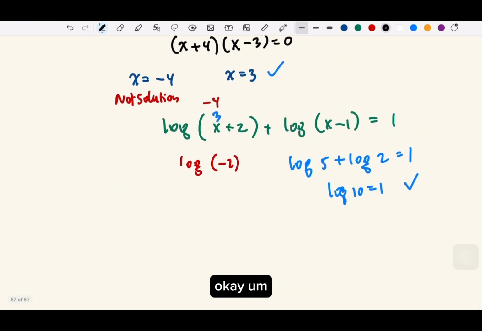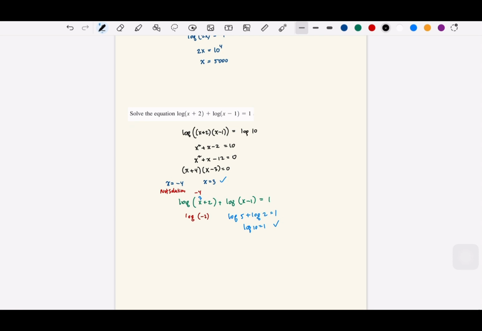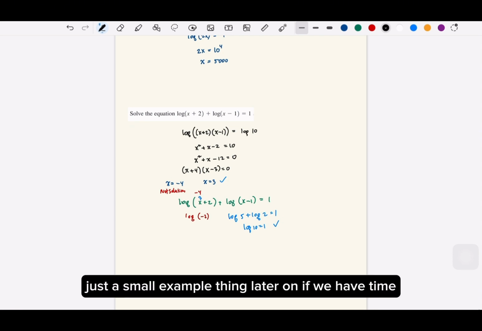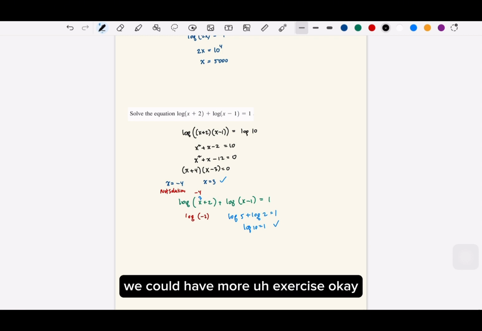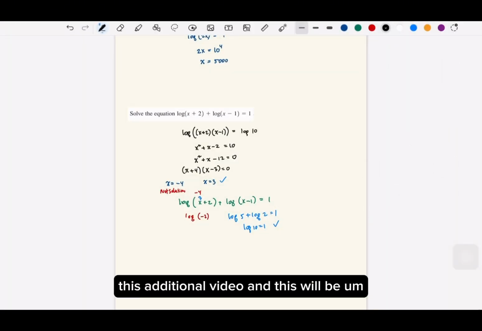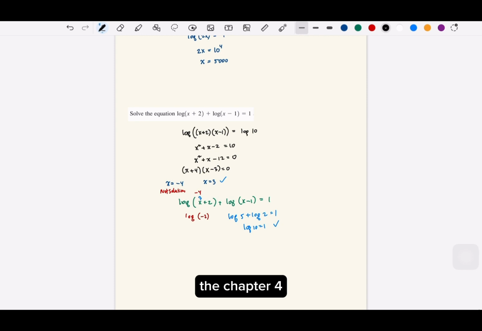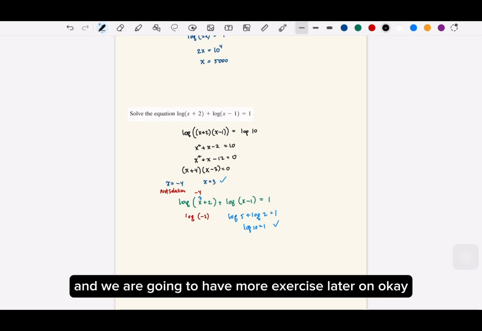Okay, I think that was just a small example. Later on, if we have time, then perhaps we could have more exercises. So yeah, that's it for this additional video, and this will be chapter 4. So after polynomial and rational functions, we have the exponent and log, and we are going to have more exercises later on. Okay.